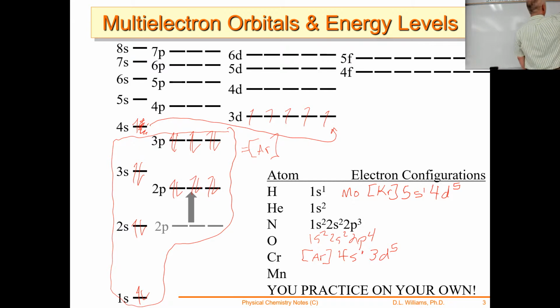You would go back to the radon core, and then you would do 7s1, and then you have to figure out what the F block is. Yeah, so this would be the 4f block on this row. This would be the 5f block here. So 5f14, there's 14 electrons in the F block. And then this would be the 6d5.